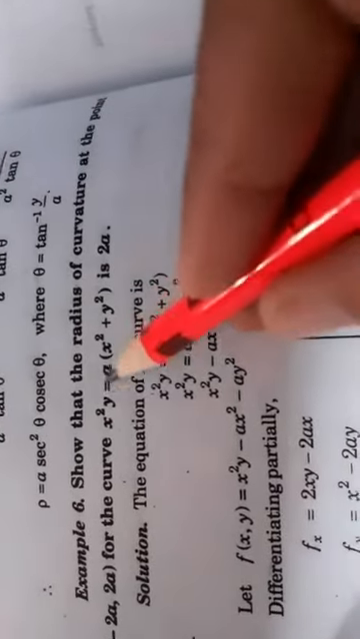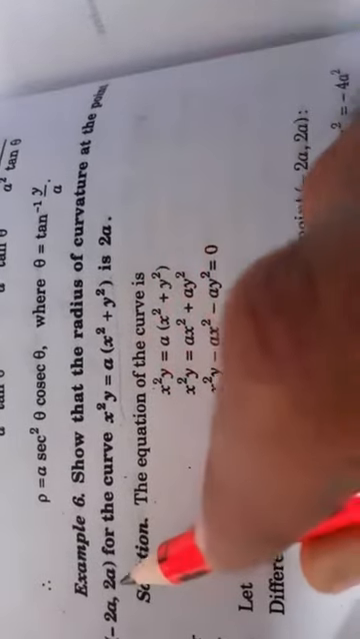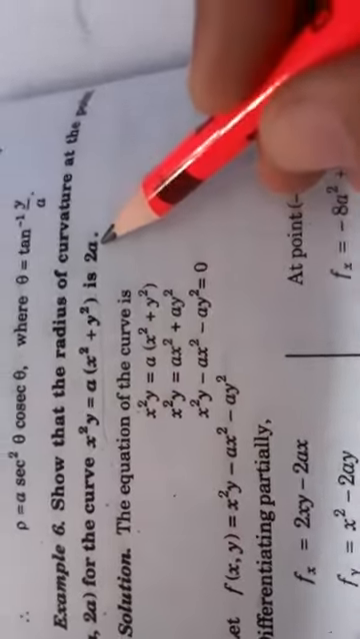Now taking one more example, we are to find the radius of curvature of this curve at this point, and we have to show that the radius of curvature is equal to 2a.